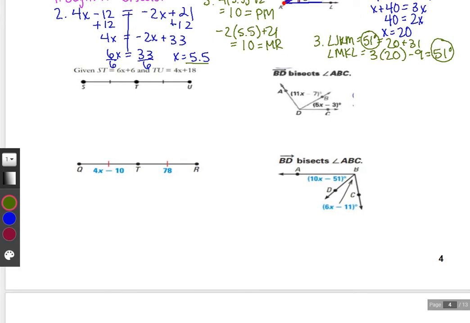We are given that the distance ST equals 6x plus 6, and then the distance from T to U equals 4x plus 18. So if it helps you to draw out what that looks like, you can do that. So I have 6x plus 6 was ST, and then TU would be 4x plus 18.